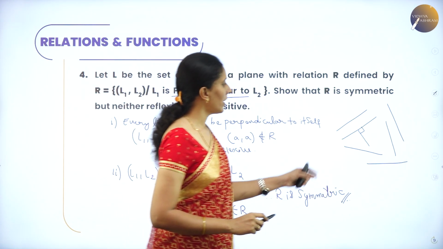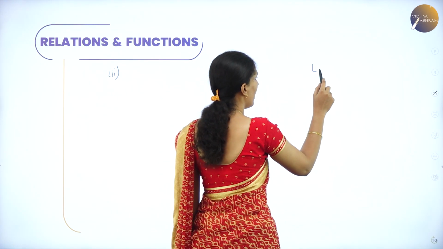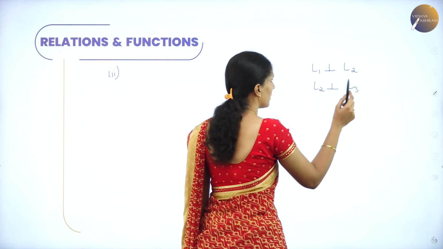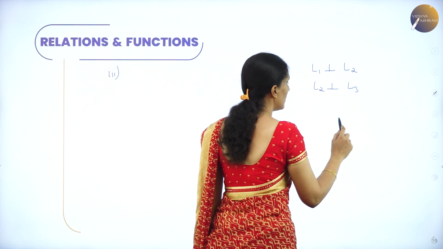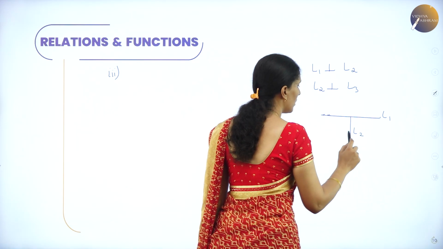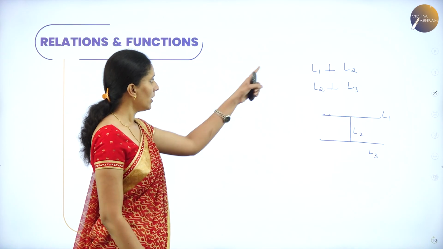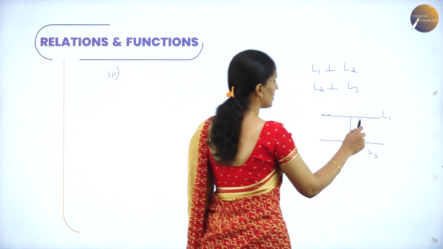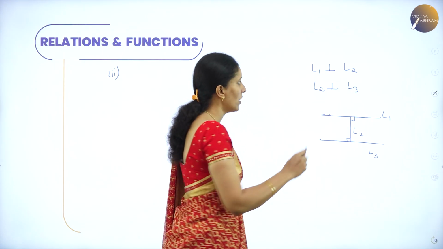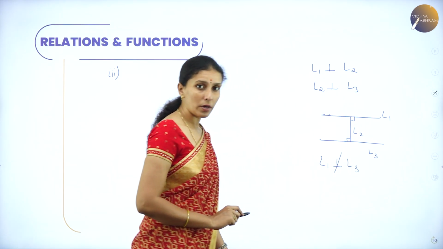See, I already said to you there is a number of lines here. Suppose I take three lines, L1 perpendicular to L2 and L2 perpendicular to L3. So, let me draw the lines here. This is L1 and this is perpendicular to L2. Now, let me take one more line, L3. So, L1 is perpendicular to L2 and L2 is perpendicular to L3. So, is L1 perpendicular to L3? No, this is not possible.